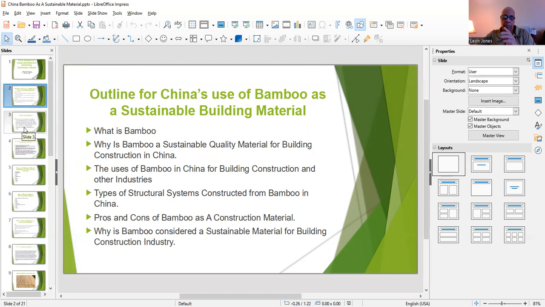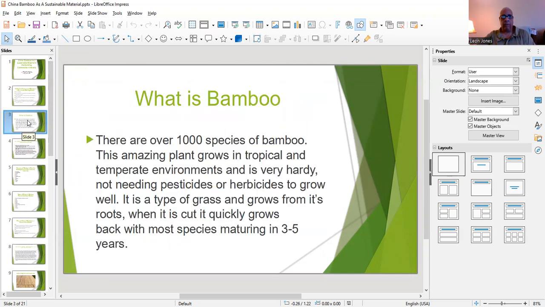After I give my commentary, I'm actually going to show you some structures of how bamboo is working for building infrastructure in China. First, what is bamboo? Well, there are over 1,000 species of bamboo. This is an amazing plant, and it grows in tropical and temperate environments, and it is very hardy.